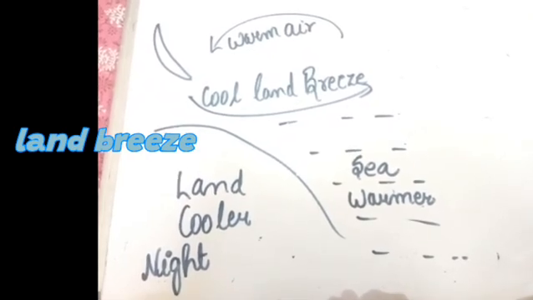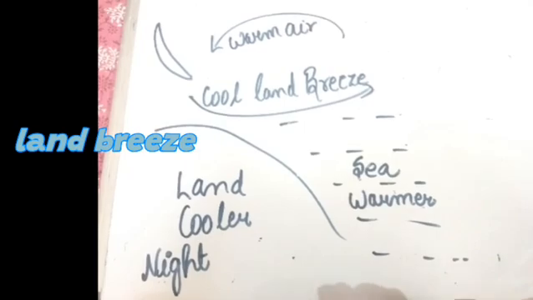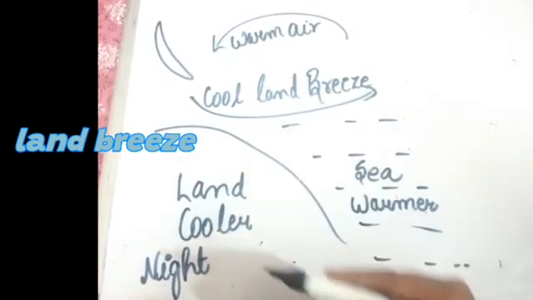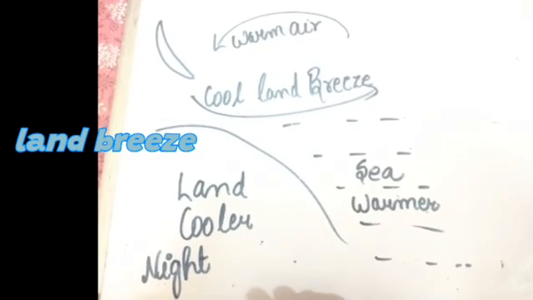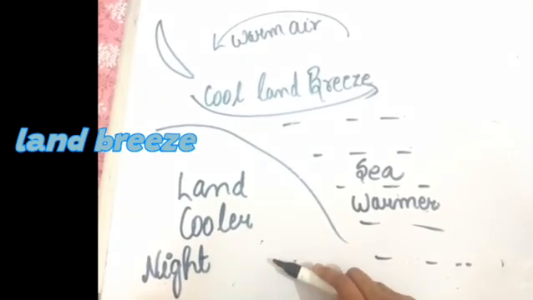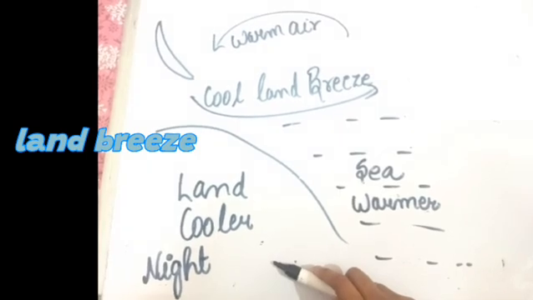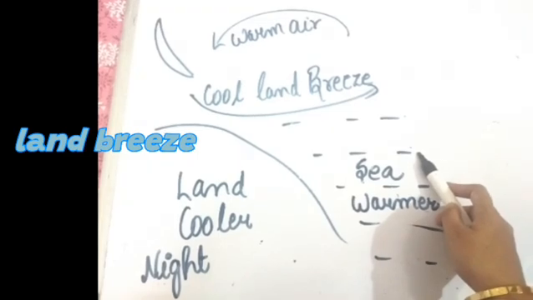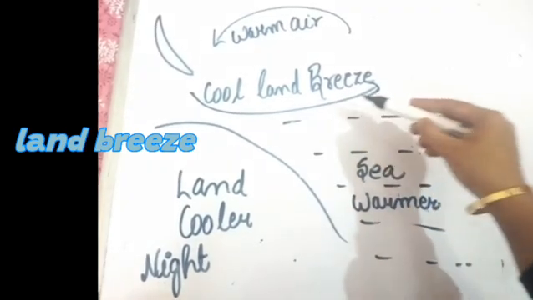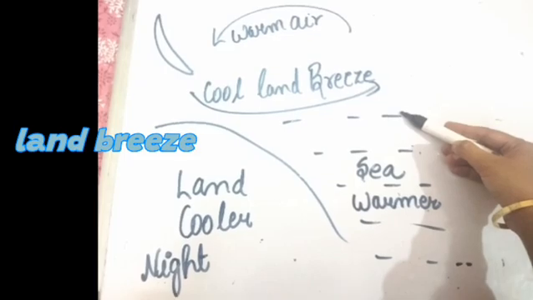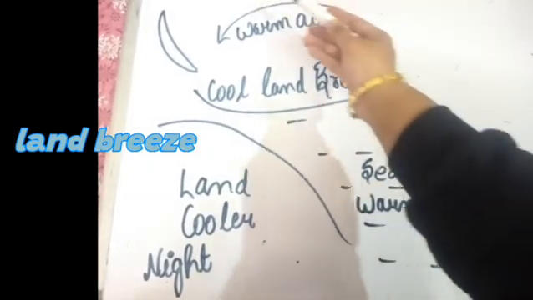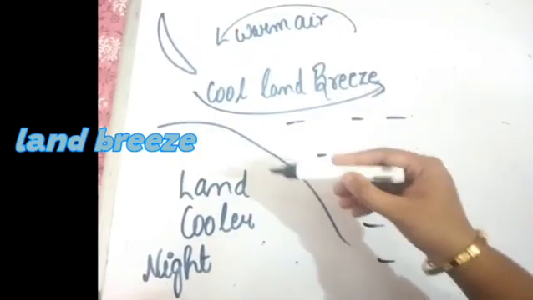Land breeze generally occurs during the night time. What happens in the night? There is no sun, there is the moon, but what I told you at the sea breeze time is that land heats up faster and gets cooled faster. But in comparison to that, the sea remains warm for a longer time. So the air that is above the sea is also warm. It expands and rises up, and the warm air is shifted towards the land side.